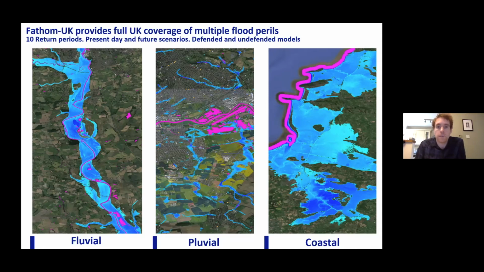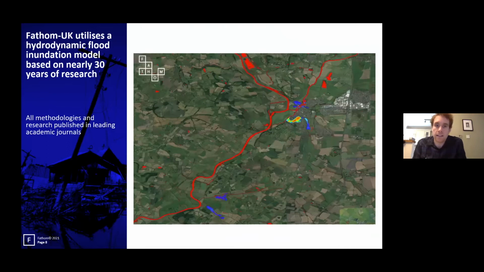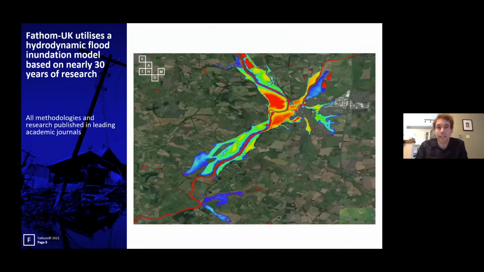And our coastal model represents flooding as a result of storm surges, which increase the water level of the sea and estuaries and flood out onto the floodplain and surrounding lands. So these are the main components of the Fathom UK dataset. So I'll go into a bit more detail as to what's behind these layers.